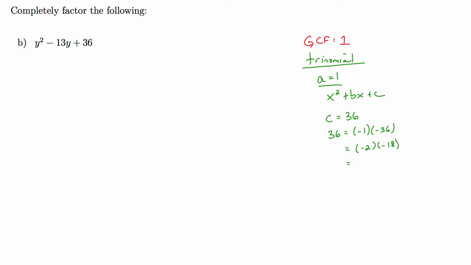Again, does not add up to make negative 13. There's negative 3 and negative 12, which adds to make negative 15, but that's not what we're looking for. There's negative 4 and negative 9. Negative 4 plus negative 9 does add to make negative 13, so we have our factor pair that we need. So y squared minus 13y plus 36 will factor as y minus 4 times y minus 9.